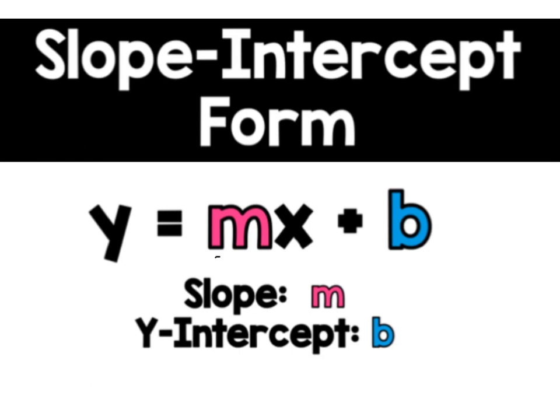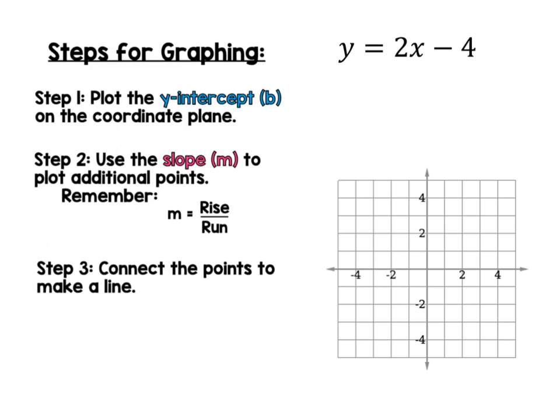Our slope is the number in front of x, but the slope doesn't have the x with it, right? And our b value is our constant, the number that doesn't have a variable, the number without an x. So how do we go about graphing a line in slope-intercept form? The first step is to plot the y-intercept, our b value. So when I look at this equation, the first thing I'm going to do is circle my b value. And then I'm going to put a point at -4 on my graph.